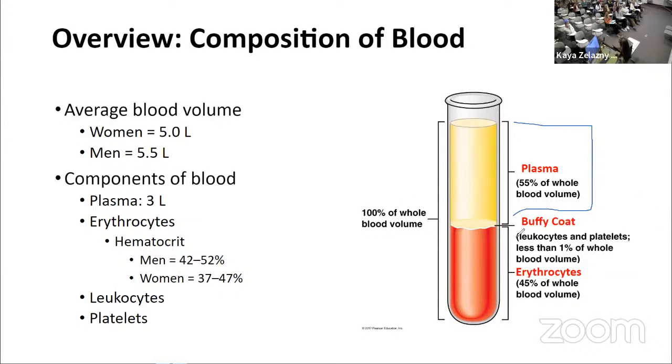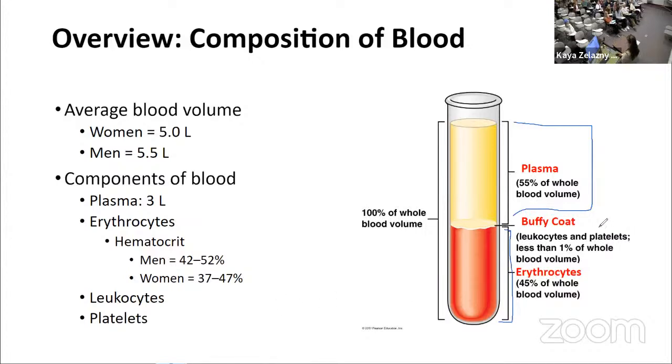Our other big component, I'm going to jump down to the bottom, are your erythrocytes, this part in red here. Those are your red blood cells, and that's what you would be looking for when you take a measurement of the hematocrit. In men, typical values for the hematocrit are like 42 to 52%. Women a little lower, 37 to 47%. That's saying what percent of this vial of blood is made up of those red blood cells.